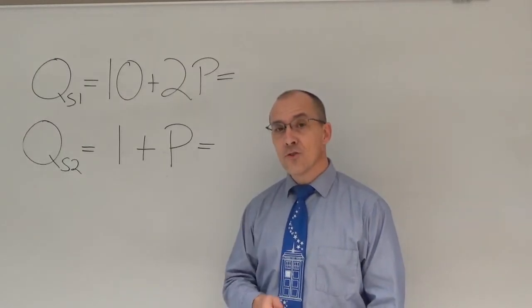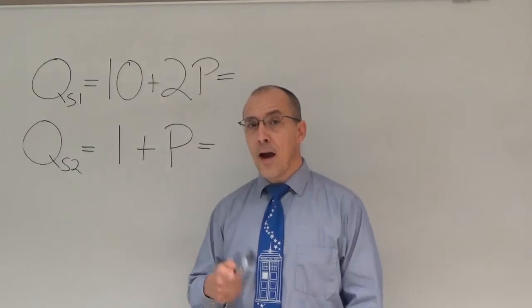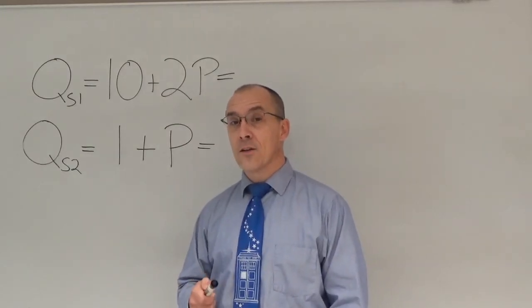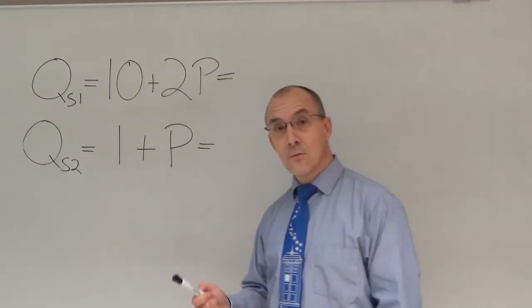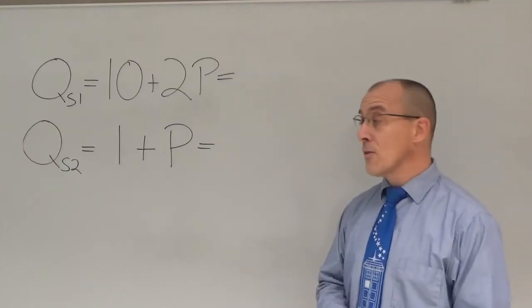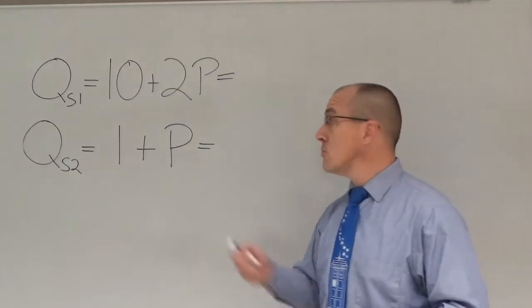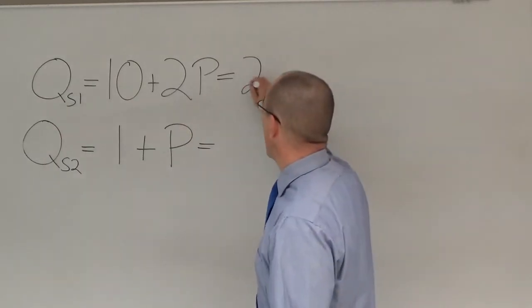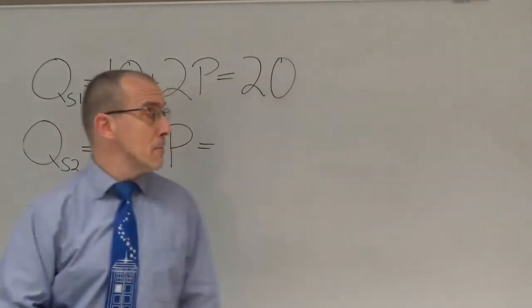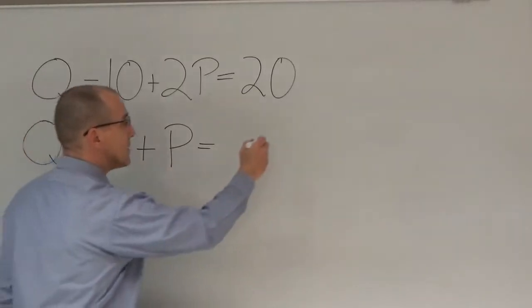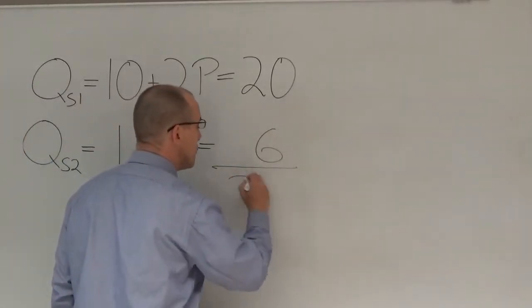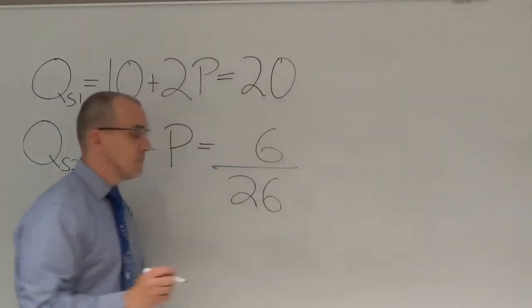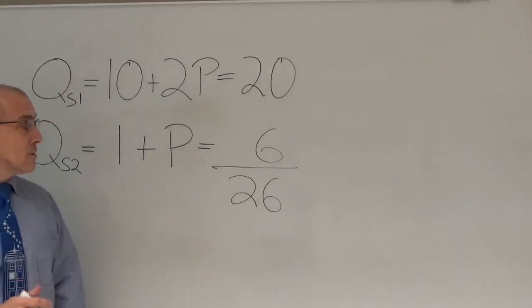So to get us started, we're going to figure out how much these companies are producing at the current market price of $5. We'll say that chandeliers are going for $5. Well, how much will company 1 produce? Well, 5 times 2 is 10, plus 10 is 20. Company number 2, 5 plus 1 is 6. This will lead to total production of 26 chandeliers.